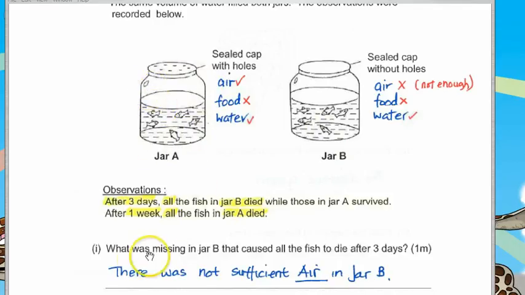Okay. Now, what was missing in jar B that had caused all the fish to die after 3 days? Over here, okay, missing is air. This has a continuous supply of air coming in from outside to the water for the fish. As compared, this has a limited amount of air. That is why it is not sufficient. That is why the fish in jar B die first.